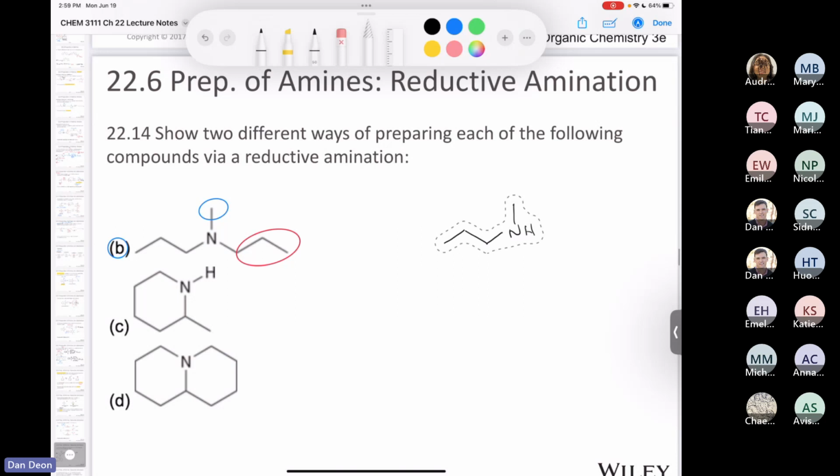So what you're going to do is you're going to take the 3 carbons that are in the red circle, and you're going to draw the aldehyde of that. There, that's how they present it in the textbook.